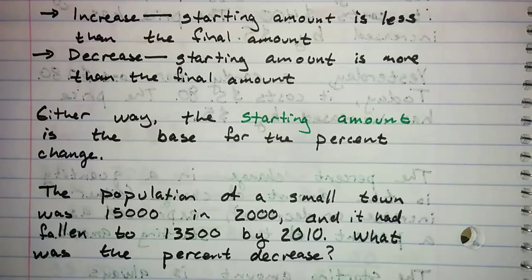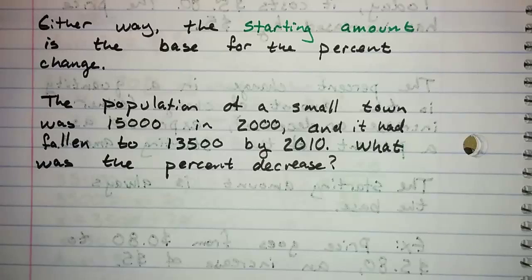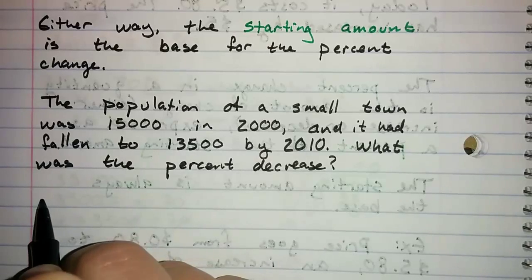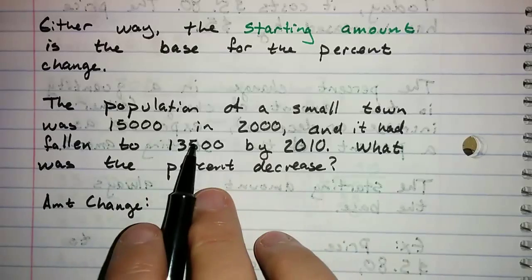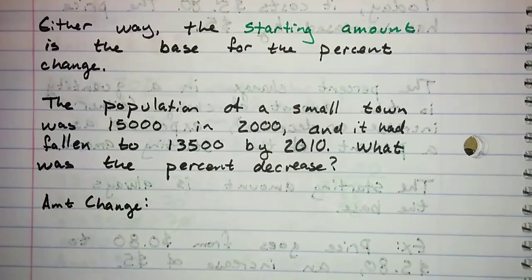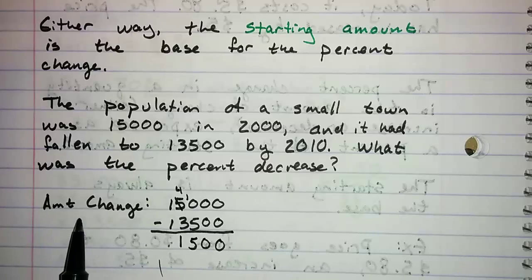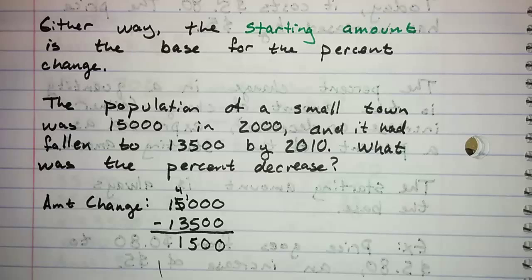And we want to know what was the percent decrease. Well, our first step would be to find the amount of decrease. And to find that, of course, we need to subtract what we ended up with from what we started with. So the amount change was 15,000 minus 13,500, which is 1,500.